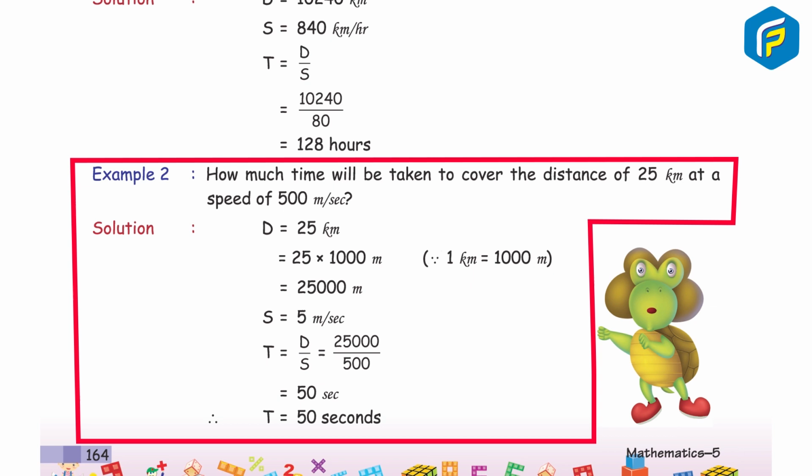Example 2. How much time will be taken to cover the distance of 25 km at a speed of 500 m per second? Solution. D is equal to 25 km, 25 into 1000 meter, because 1 km is equal to 1000 meter, is equal to 25,000 meter. S is equal to 500 meter per second. T is equal to D upon S is equal to 25,000 upon 500 is equal to 50 seconds. T is equal to 50 seconds.